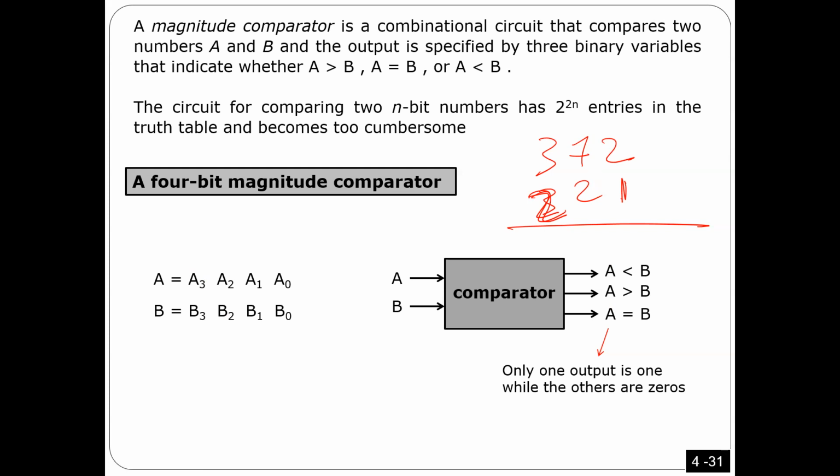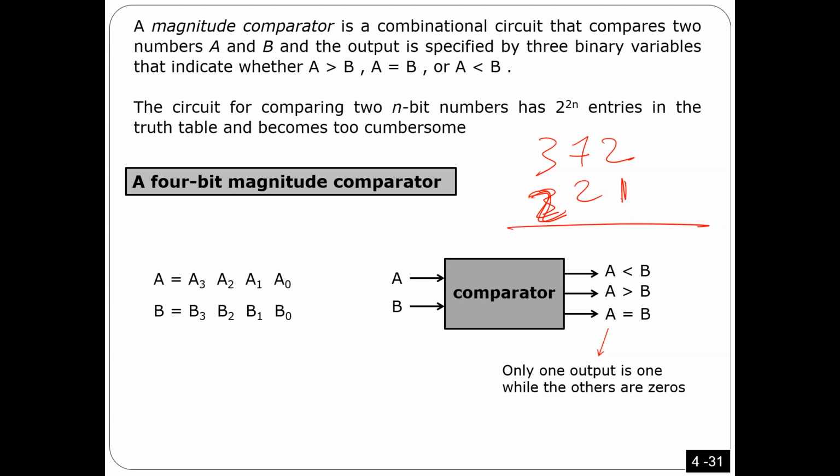Very simple. You have to start from the most significant digit here. You have to compare this digit with this digit. If this one is greater, this number is greater. You don't need to continue. I don't need to check the other ones. So I have to compare the most significant digit to the most significant digit.